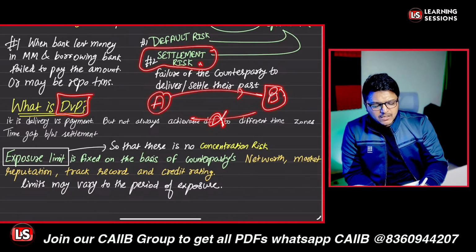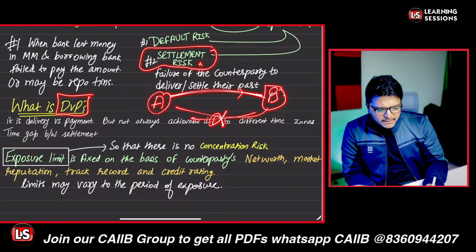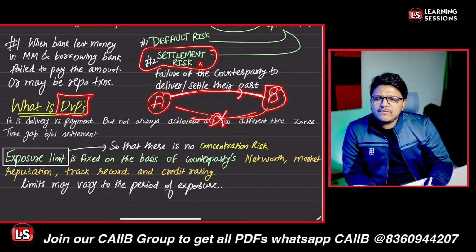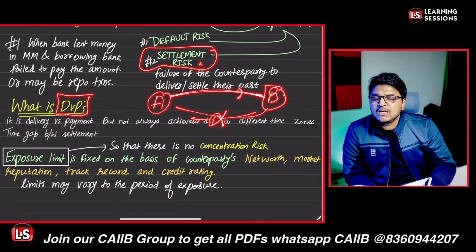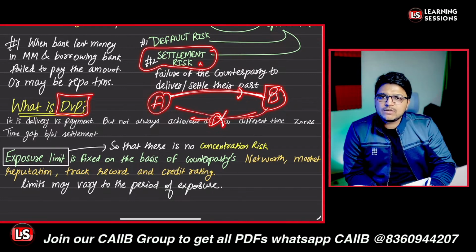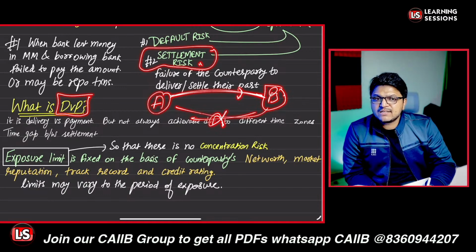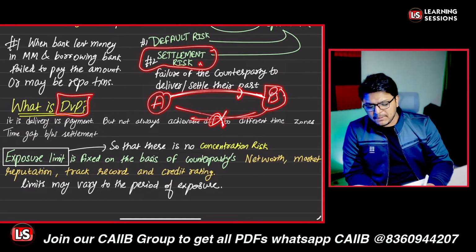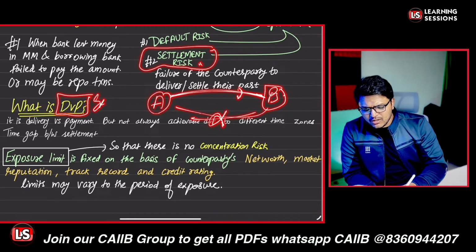When the delivery is done, only then you pay the amount, but it is not always achievable. Why? Because the banks may be in different time zones. Let's say one bank is in an earlier time zone and the other bank is in a later time zone, then definitely they cannot conclude together. Also, there may be differences in payments and differences in settlements. So DVP cannot ideally be achieved in all scenarios, right?